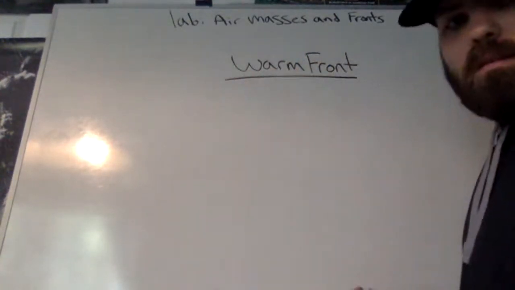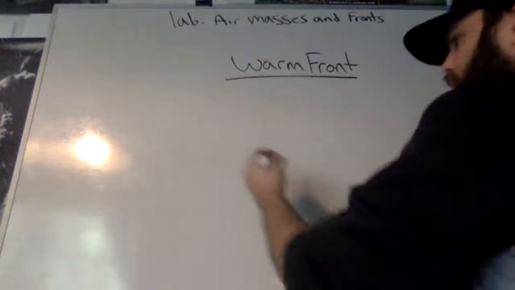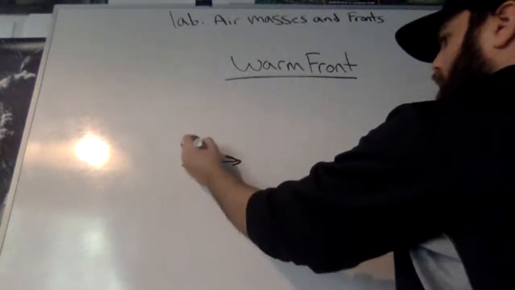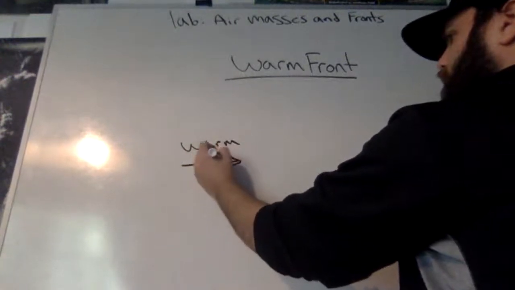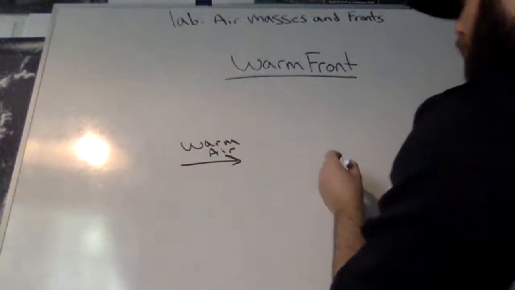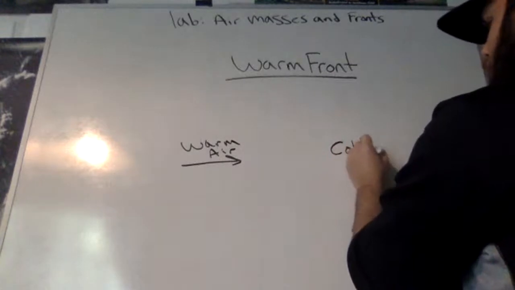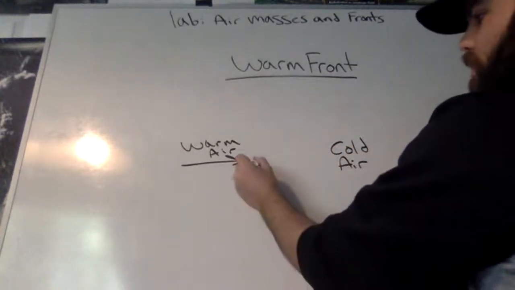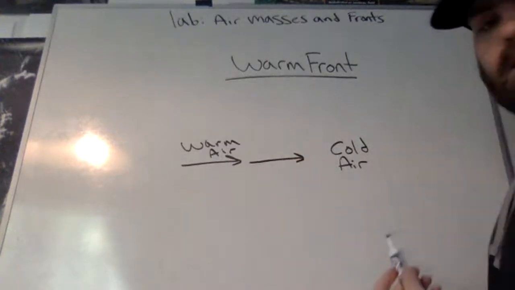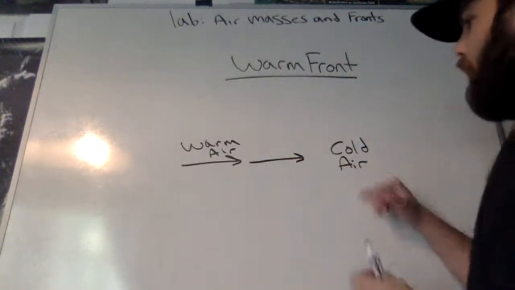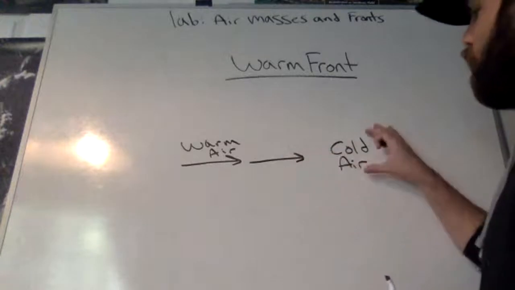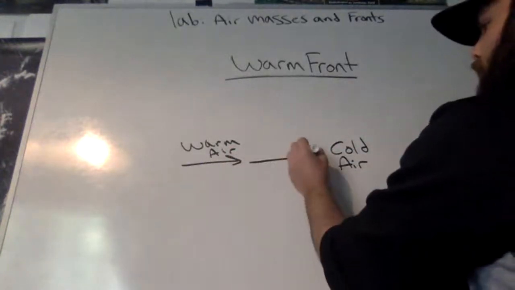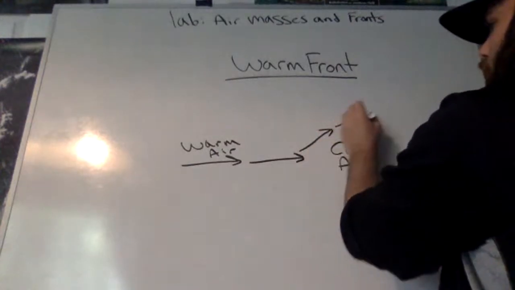Now, the warm front, we're going to have the warm air coming in. So, draw the arrow, got warm air. And we have cold air hanging out over here. Now, since that warm air is coming in, it's going to hit the cold front or the cold air. And remember, the cold air always wants to be below. So what happens is the warm air is going to start rising up like this.